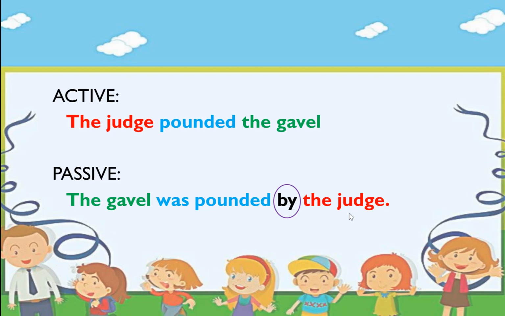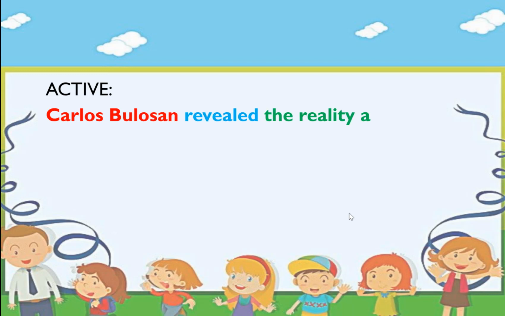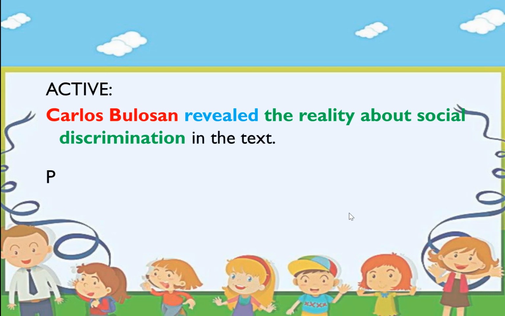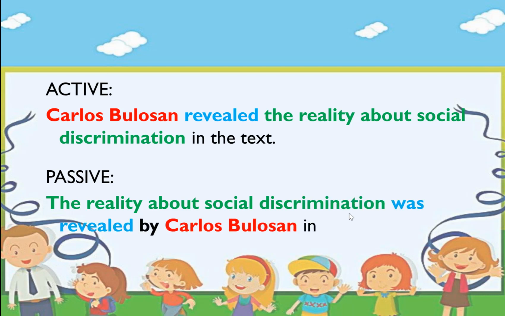Let us look at another example. In the active voice, our sentence would be, Carlos Bulosan revealed the reality about social discrimination in the text. And if we are going to transform that in the passive voice, we have, the reality about social discrimination was revealed by Carlos Bulosan in the text.